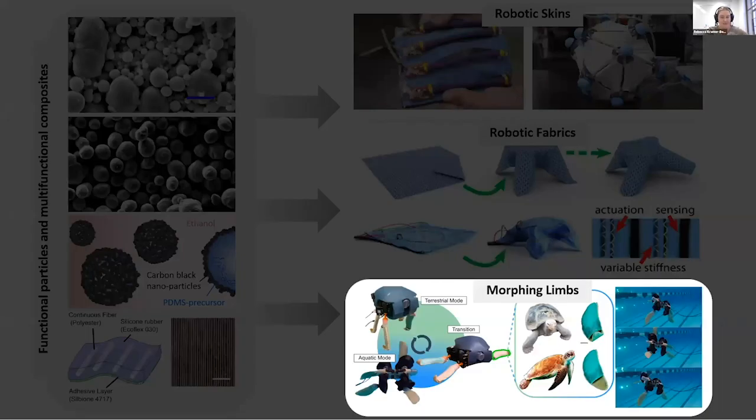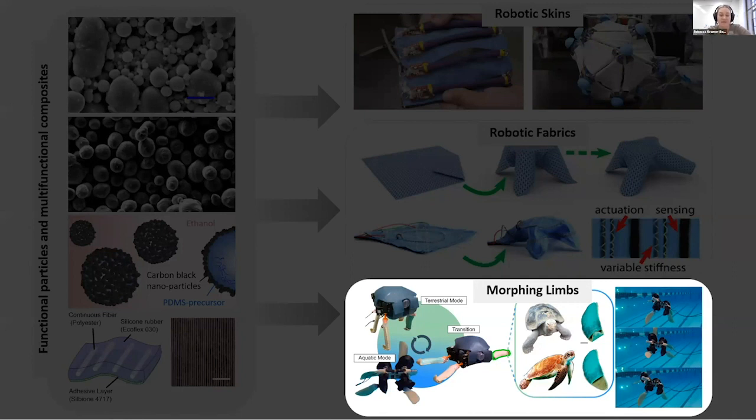So now I'm going to switch into the final topic, which is morphing limbs for amphibious locomotion. So this project is motivated by the challenge of traversing the shoreline. At the shoreline, there are three distinct environments: relatively stable open water, dry land, and the in-between, the surf zone. So efficient locomotion in each of these environments looks drastically different, and animals are typically optimized for either terrestrial or aquatic locomotion, but not both.